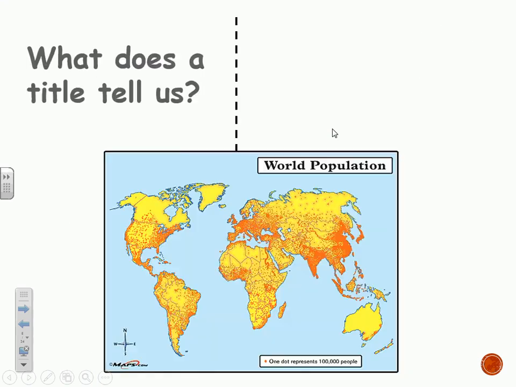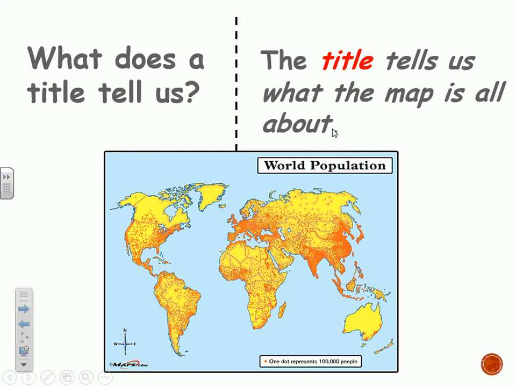The first one is the title. What is a title? Well, a title tells you what the map is about. So on your notes, you're putting this definition down. You're putting, tells us what the map is all about.